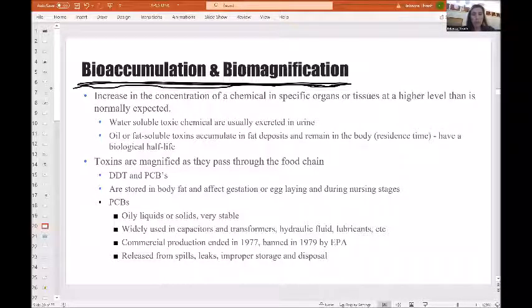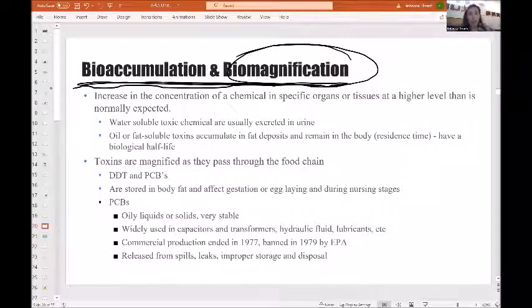Typically water-soluble toxic chemicals can be excreted in urine. It's really the fat-soluble or oil-soluble toxins that we're concerned with remaining in body tissues for a really, really long time. Now, that's the accumulation part. Then what are we doing with the magnification? Well, if it's being stored in our bodily tissues, and then those organisms are being eaten, that is passing up the food chain and becoming magnified.